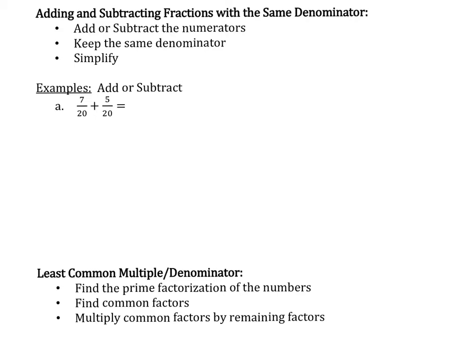In this example here, we have 7 over 20 plus 5 over 20, right? The denominators are the same. So what I'm going to do is add the 7 and the 5. 7 plus 5 is 12. I'm going to keep my same denominator, which is 20. Now what I'm going to do is simplify.